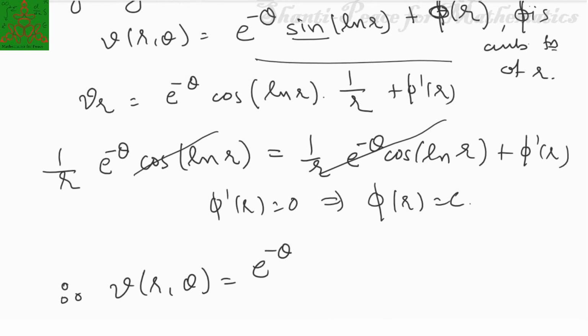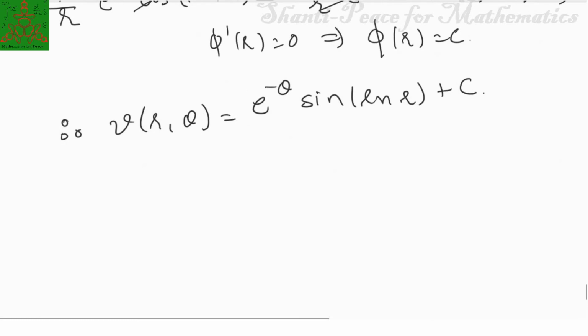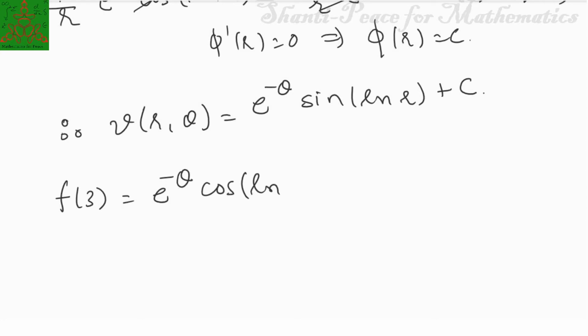So finally you have v of r, theta is, due to this equation, e power minus theta sine ln r plus this constant, so it is c. So finally the function you will have is e power minus theta cos ln r plus i e power minus theta sine ln r plus i c. And that completes the solution for this example.